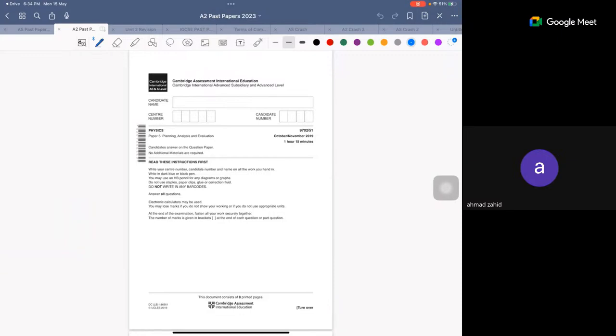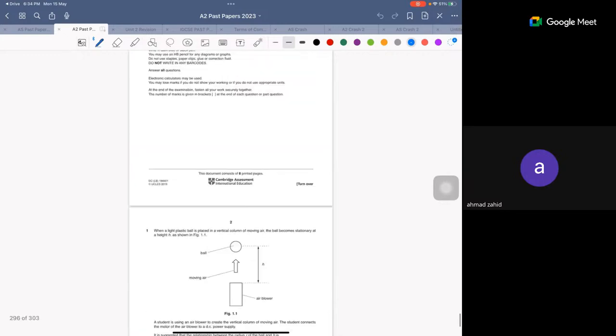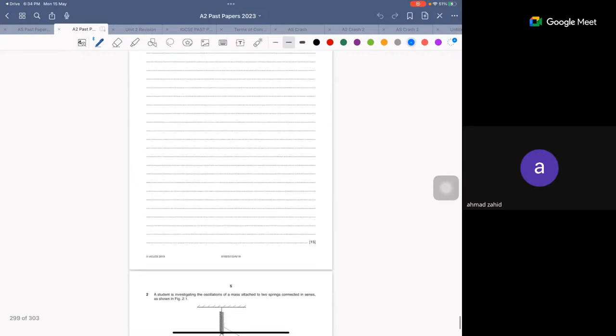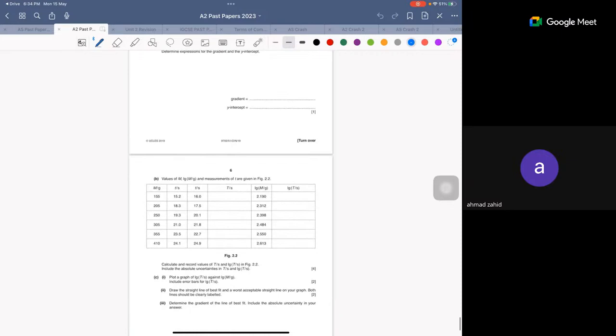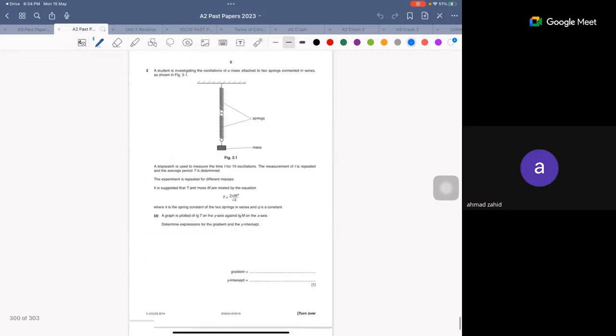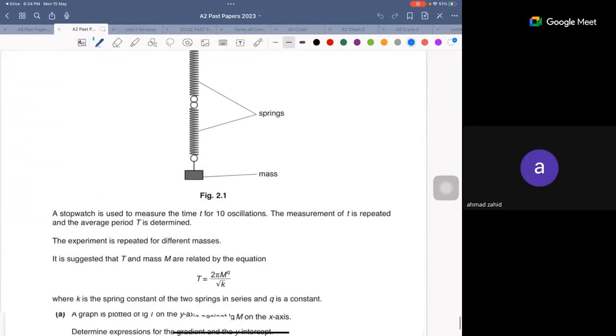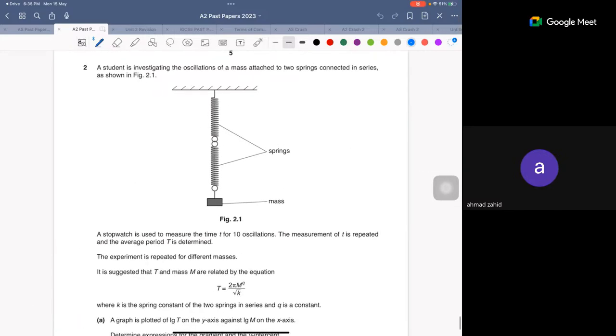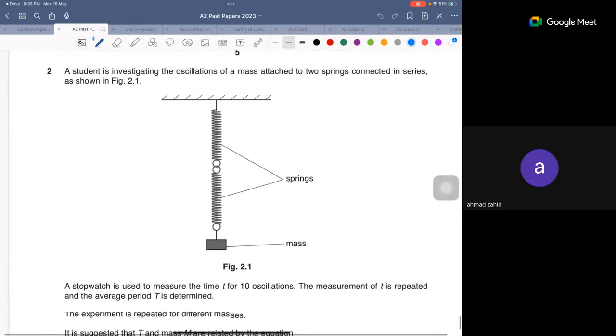2022 October November 6-3, or do you mean 5-3? Alright, so I basically selected this one because it has logs and I wanted to go through this. So we can basically do something else next. Mostly you have problems in question two, so we're going to first do question two and then we're going to head to question number one. Okay.